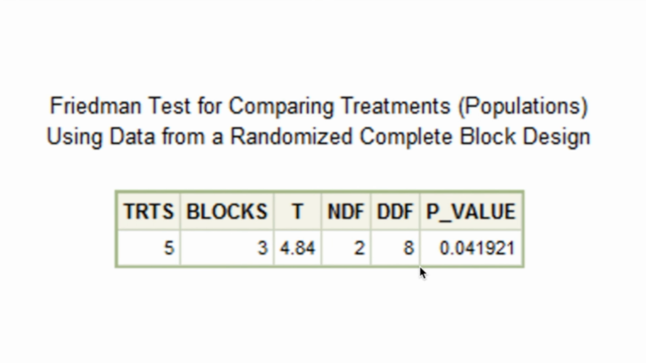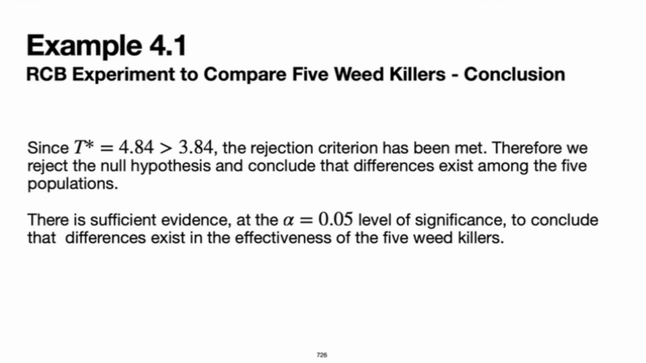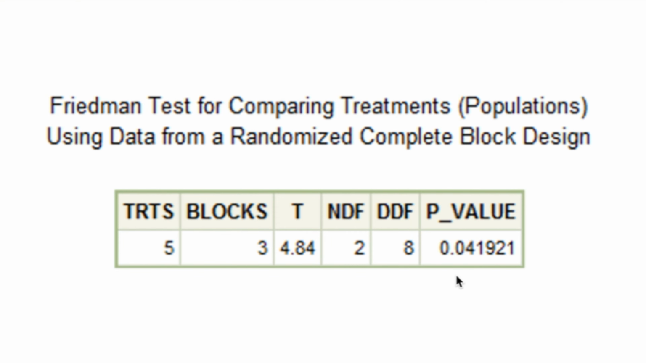And then the p-value turns out to be 0.0419, rounded to 4 decimal places. Based on that, we would reject the null hypothesis at the 0.05 level of significance. Now, let's compare these results to what we got when we did it by hand.